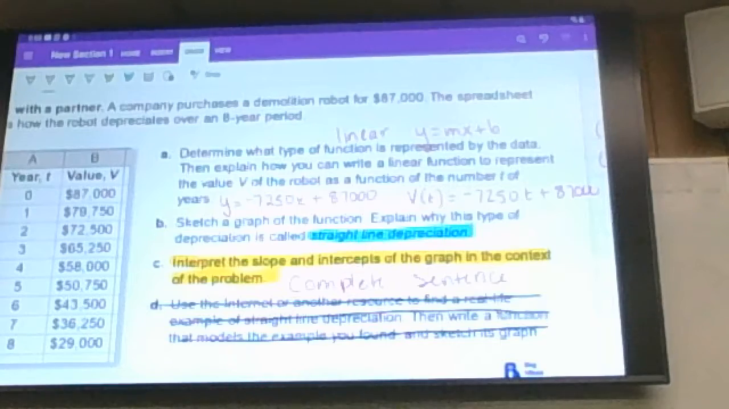shows... Anybody else in the room understand what this 12 shows in our problem? Yes, in 12 years, this robot is worthless. The exponential shows when the robot is worth $0.